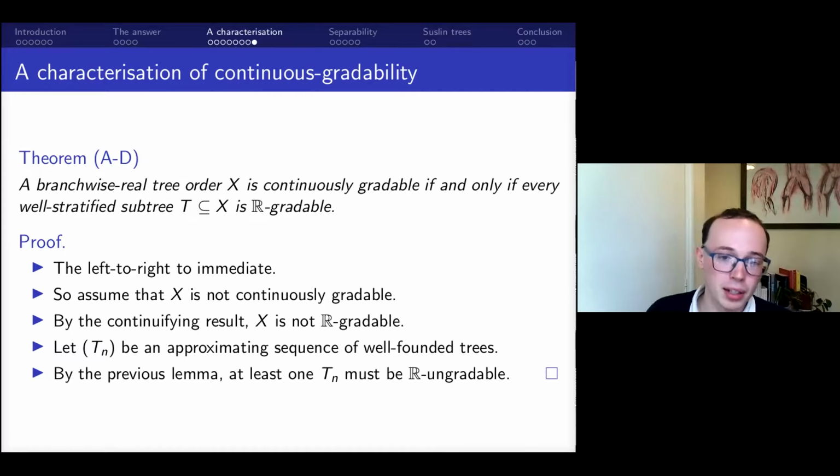Conversely, let's assume that X is not continuously gradable. Then by this continuifying result, a couple of slides ago, this means that X can't be R-gradable either. If it were R-gradable, then we could continuify this R-grading into a continuous grading. Now let's take the sequence Tn to be this approximating sequence of well-founded subtrees. Because X is not R-gradable, by the previous lemma, at least one of the Tn must not be R-gradable. If they were all R-gradable, then X would be R-gradable. And so we have found our Tn, which is a well-stratified subtree of X which is not R-gradable.